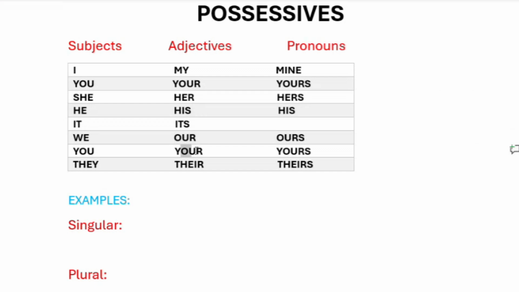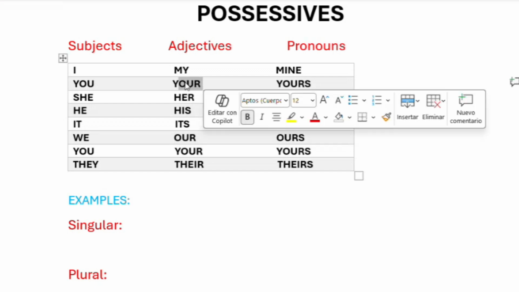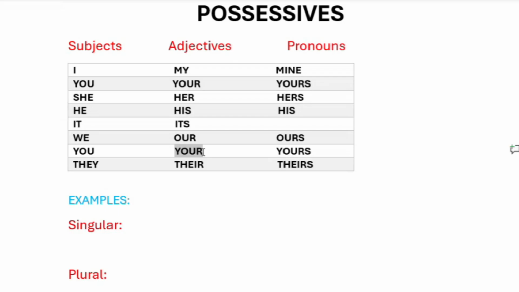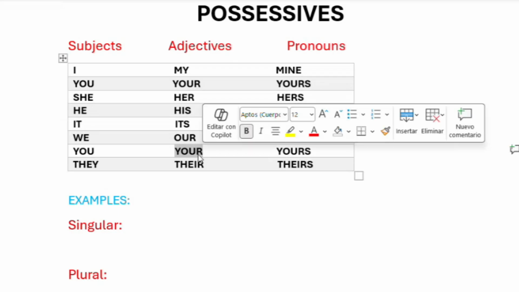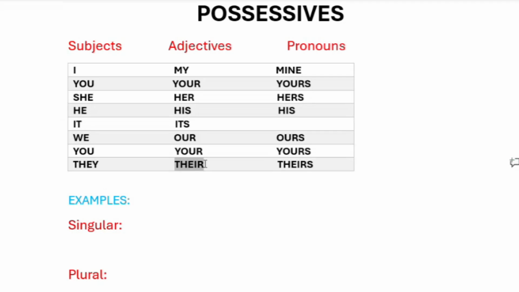And your, in this case we have your again, but remember in this case it is singular and in this case it is plural. So something belongs to all of you, in plural, same form as in singular, but the meaning depends on the context. And their, something belongs to them. When we talk about a group of people, you can refer to them. Use their before a noun to show possession by a group.